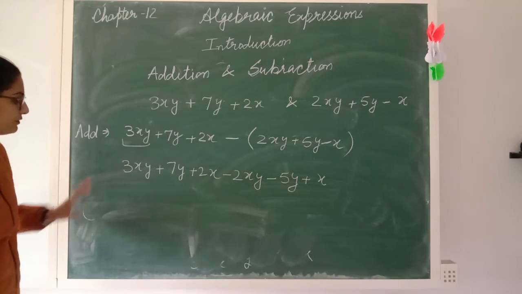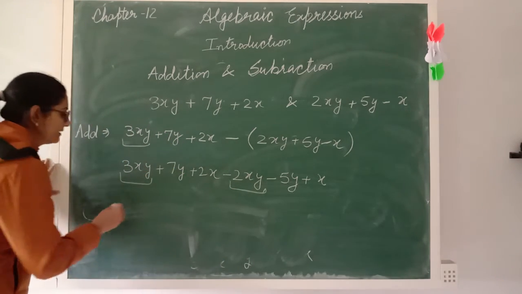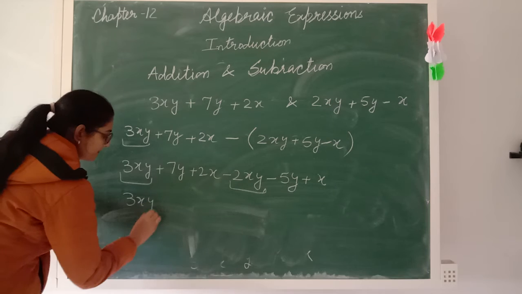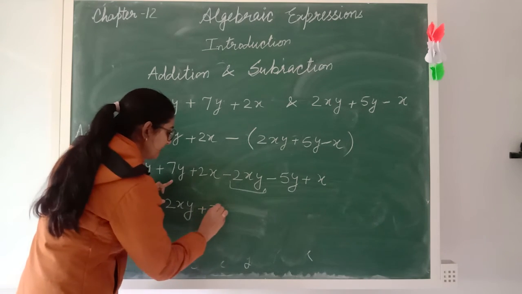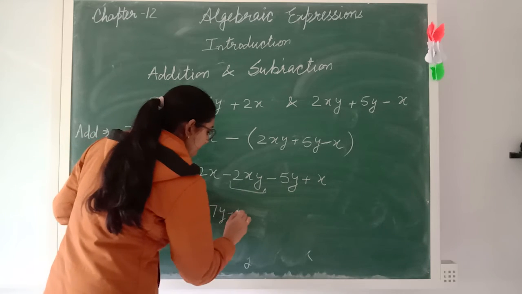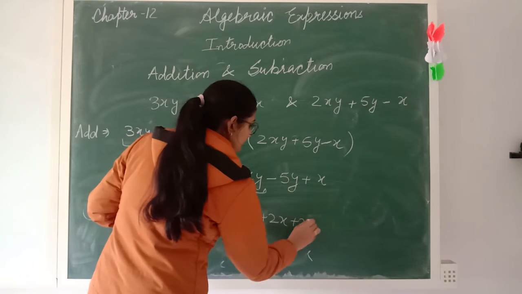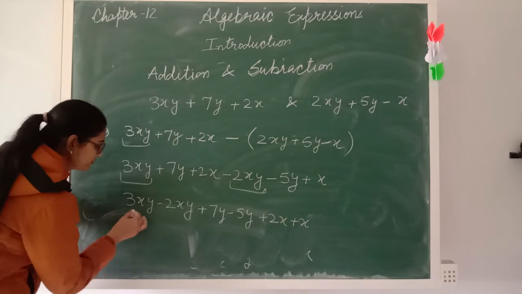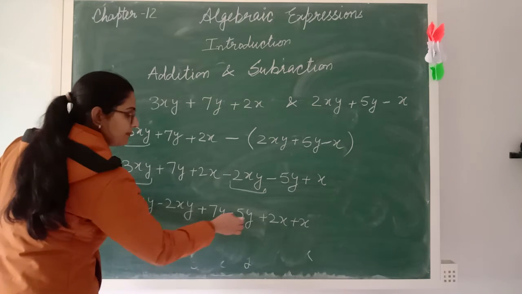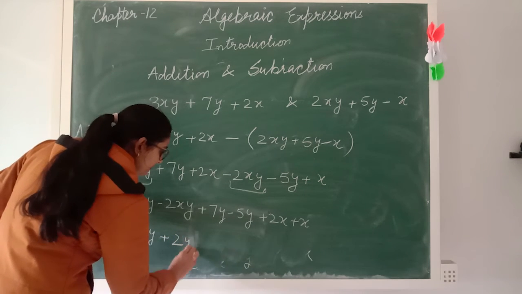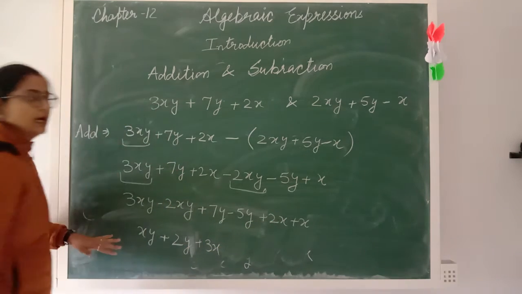Now we solve this expression. Take like terms together: 3xy minus 2xy, then 7y minus 5y, plus 2x and plus x. 3xy minus 2xy is xy. 7y minus 5y is 2y. Plus 2x plus x is 3x. So this is the subtraction.